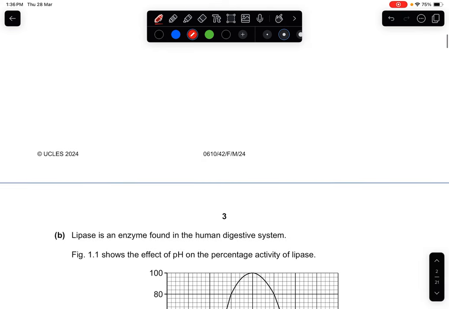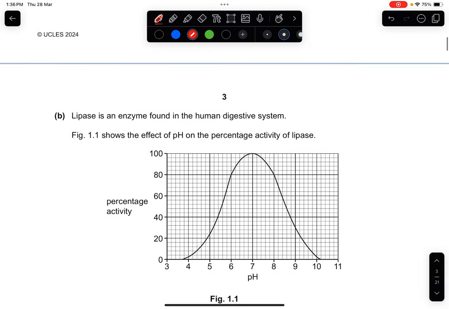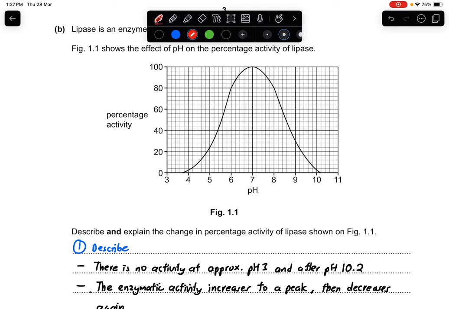Okay. B. Lipase is an enzyme found in the human digestive system. Figure 1.1 shows you the effect of pH on the percentage activity of the lipase. Most of the time we have been seeing a temperature graph, which happens to be quite similar. So this time they have given you a pH graph, you must take a close look at the effect of it.